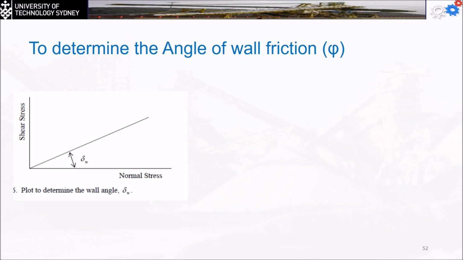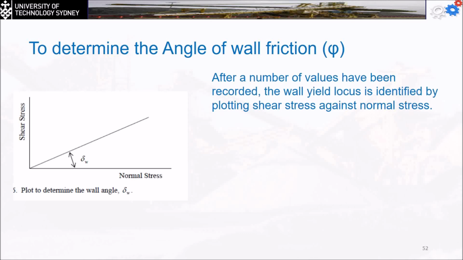So after a number of values have been recorded, the wall yield locus is going to be identified by plotting the shear stress against the normal stress. I posted that in the video for assignment number 1, right? When we made the Mohr circle. So the angle of the wall friction, yeah, I changed it here, is the angle that is going to be formed when the line is drawn from the origin, connecting all the points in the way.